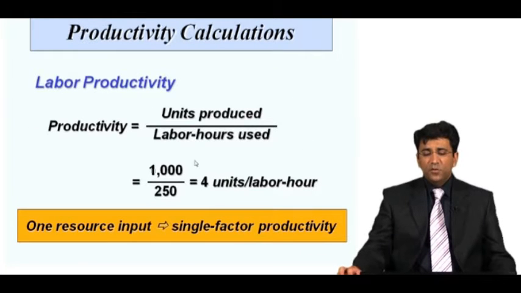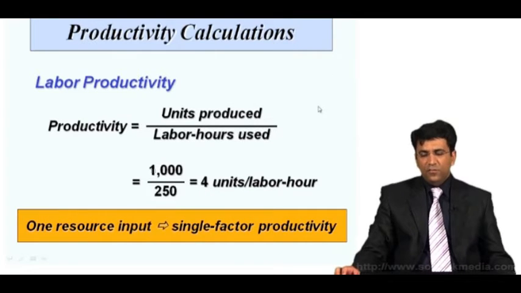Now students, let's suppose there are 1000 units being produced in some organization, and these units are being produced by consuming 250 labor hours. So if we put these two values in the formula, that is the output over input, in this particular case 1000 is our output and 250 hours, that is the labor hours, is our input. So our productivity will be equal to 1000 over 250, that will be 4 units per labor hour. So this is our productivity, and this is the way we can measure productivity.